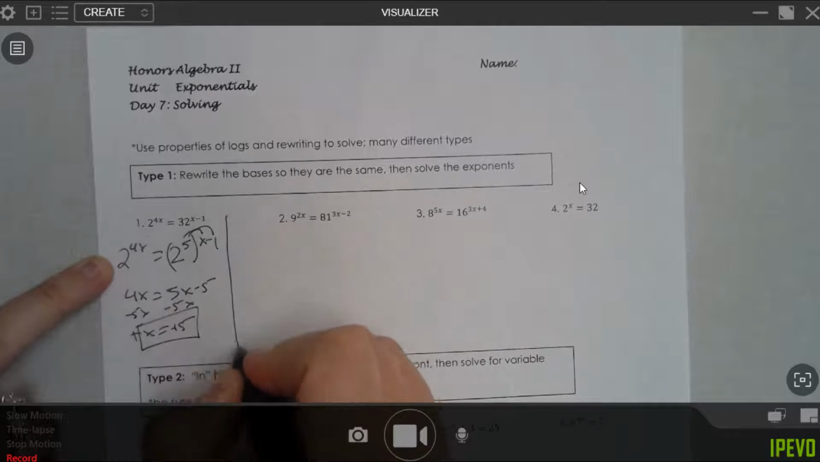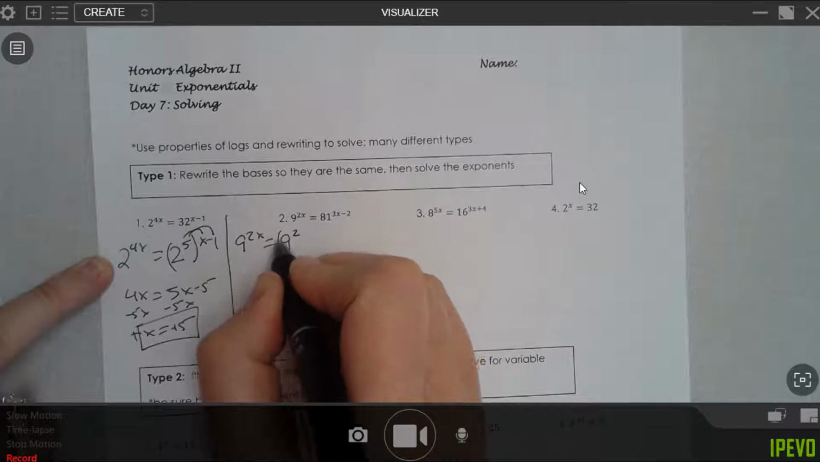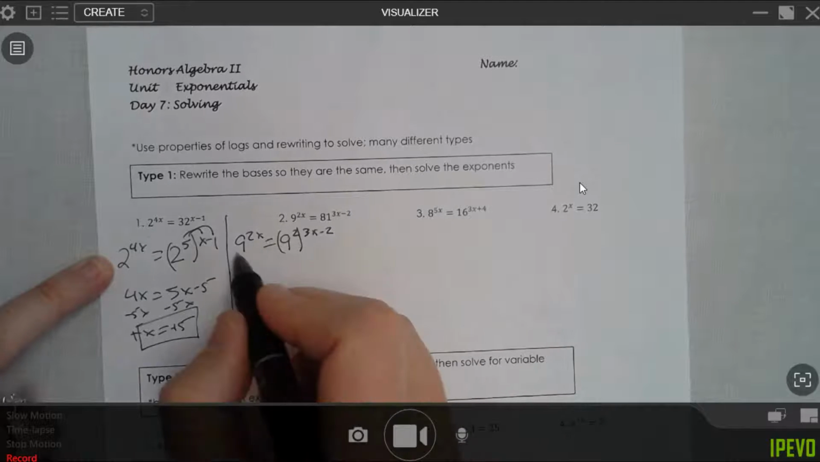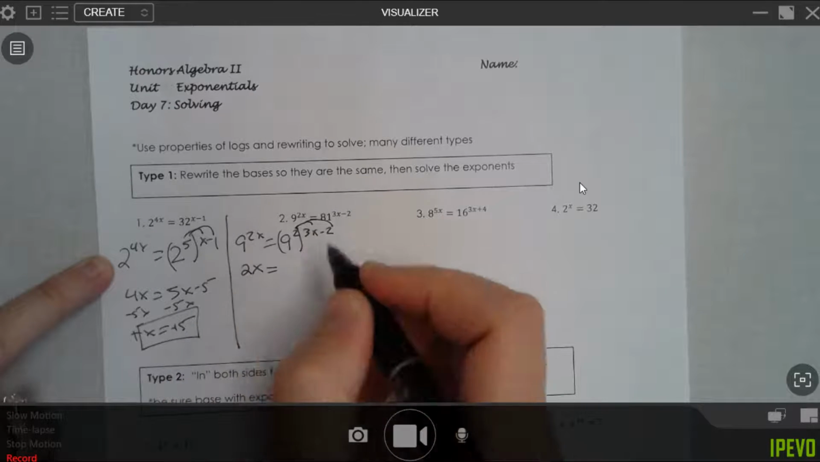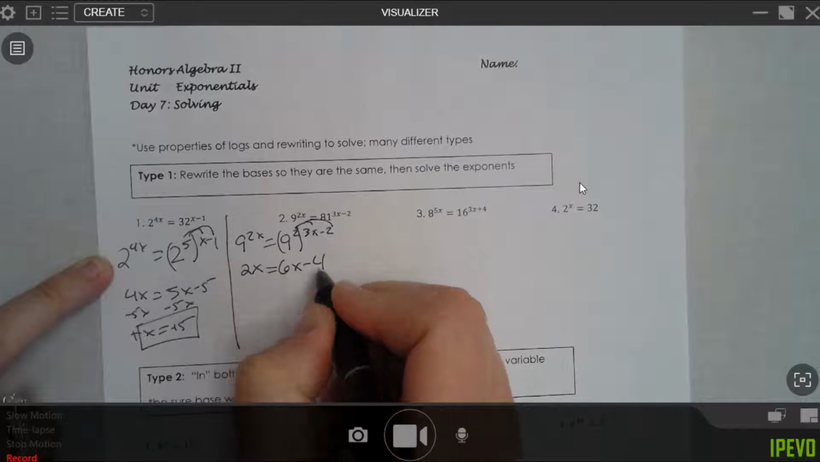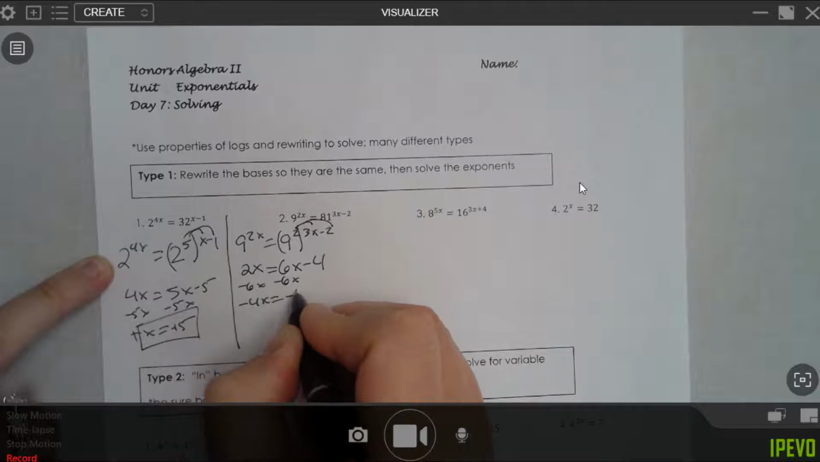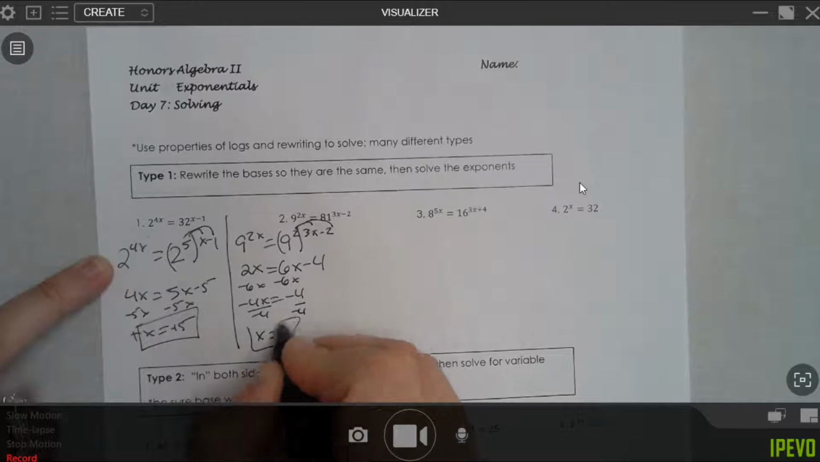So this side, 81 would be rewritten as 9 squared. Bases are the same, so we're going to solve the exponents. So we have 2x equals, distribute your 2 to both terms, 6x minus 4. Divide your negative 4, and x equals 1.